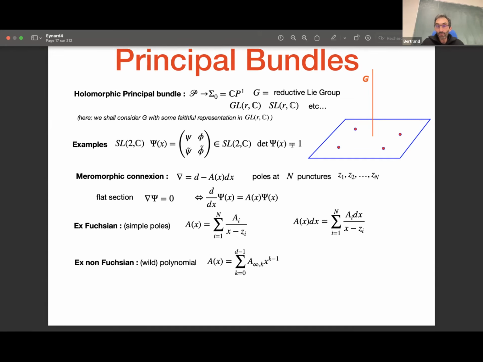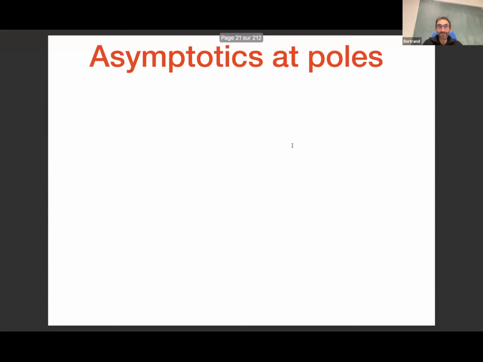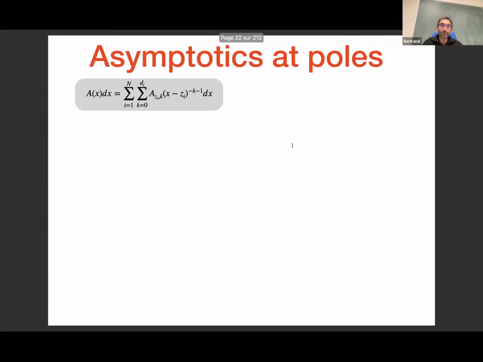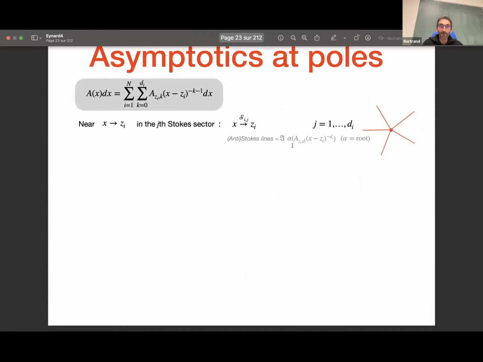But in matrix models, we encounter very often the case where A is a polynomial. So it has one pole, but of higher degree. It's not a simple pole. But the general case is when A can have as many poles as you want of arbitrary degrees. This is considered hard. This is called wild. Now let me consider the asymptotics near the poles.